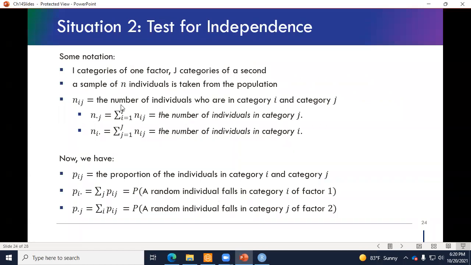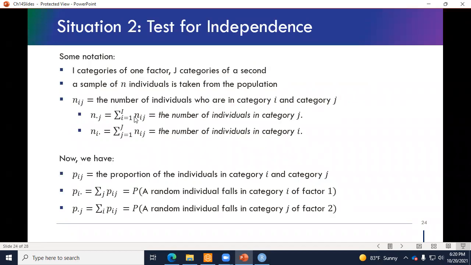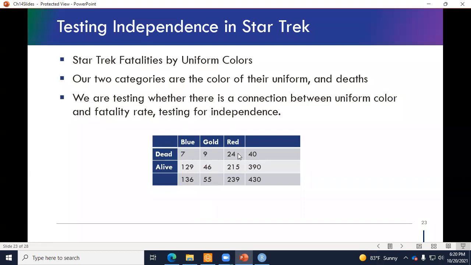We use Nij, similar as before, like N11, N12, to denote each of the cells. We also use Ni dot and N dot J to denote the margins. This is N1 dot, for I equal to 1, and this is I equal to 2, so this is N2 dot. And these three correspond to N dot J, J equal to 1, 2, 3.